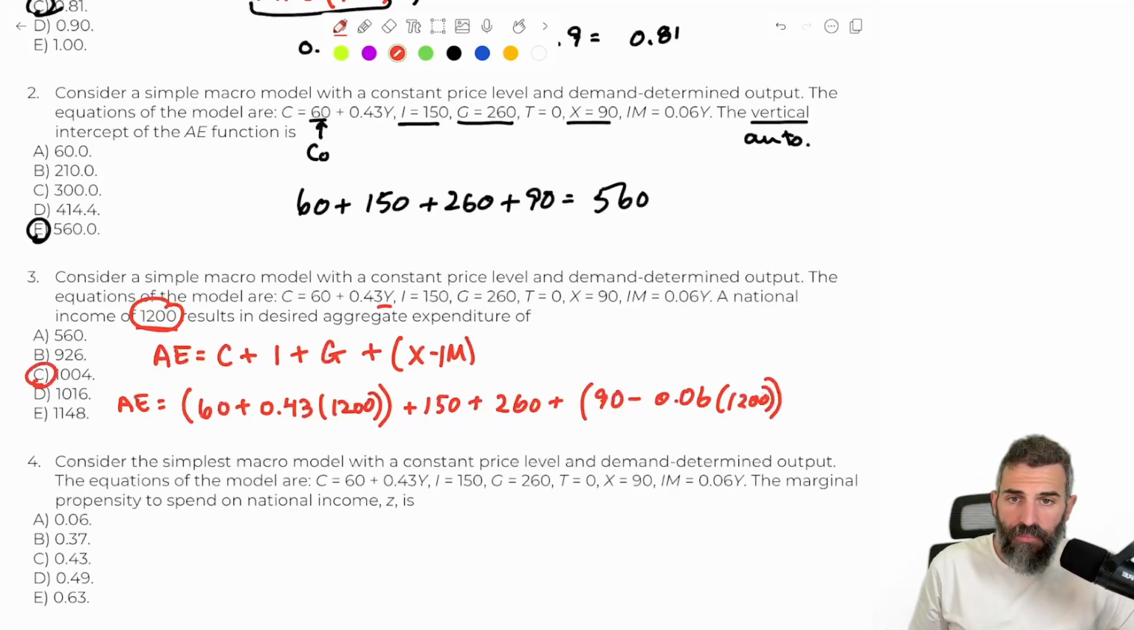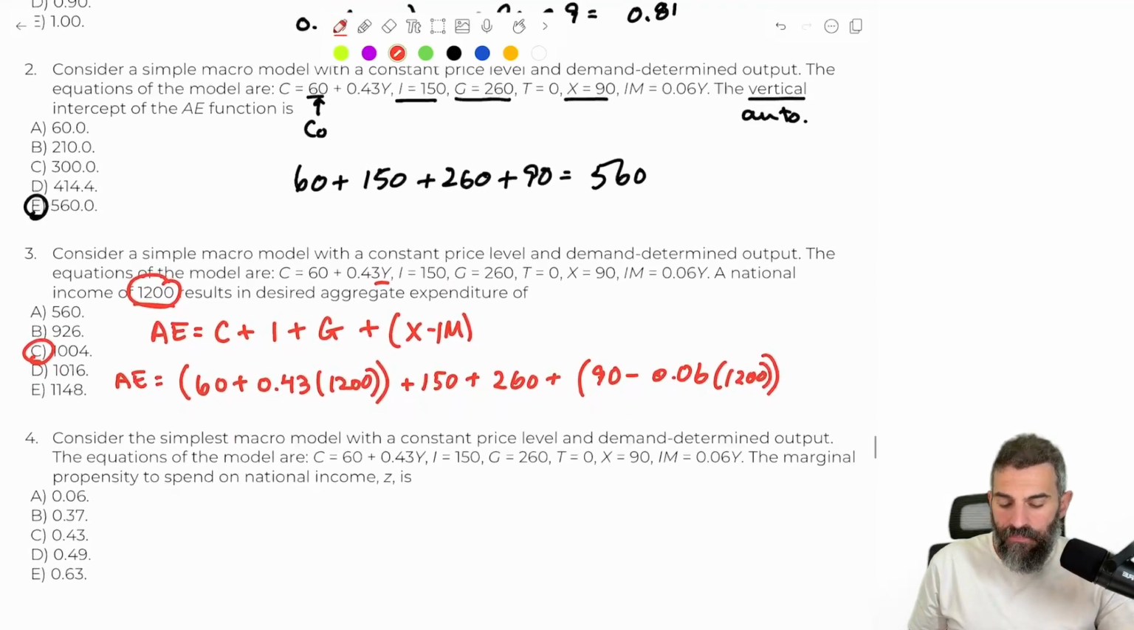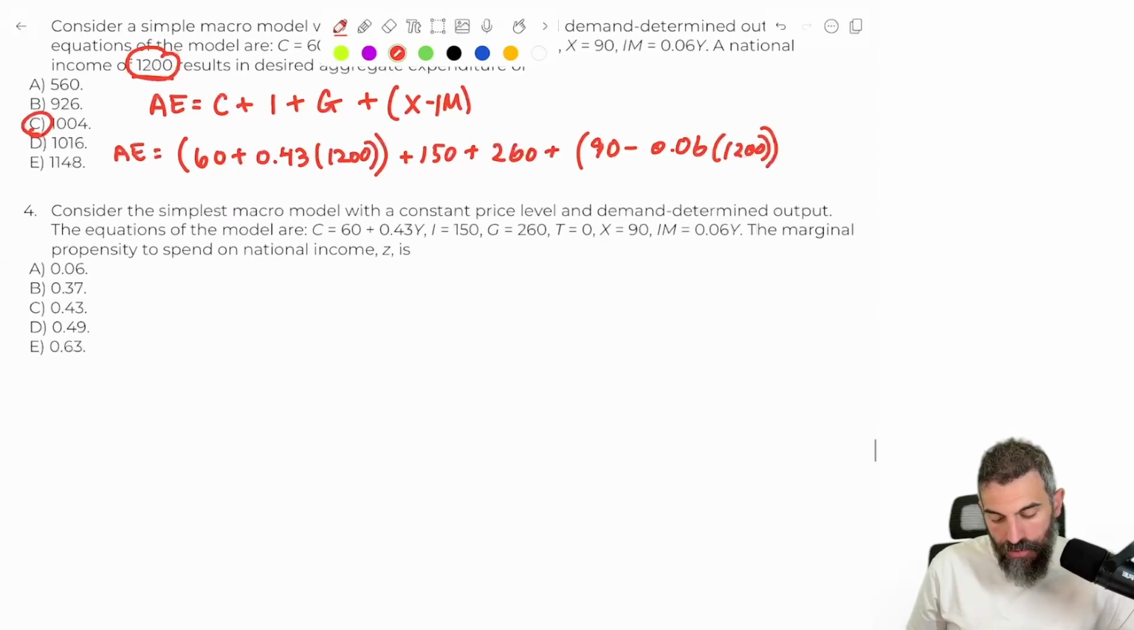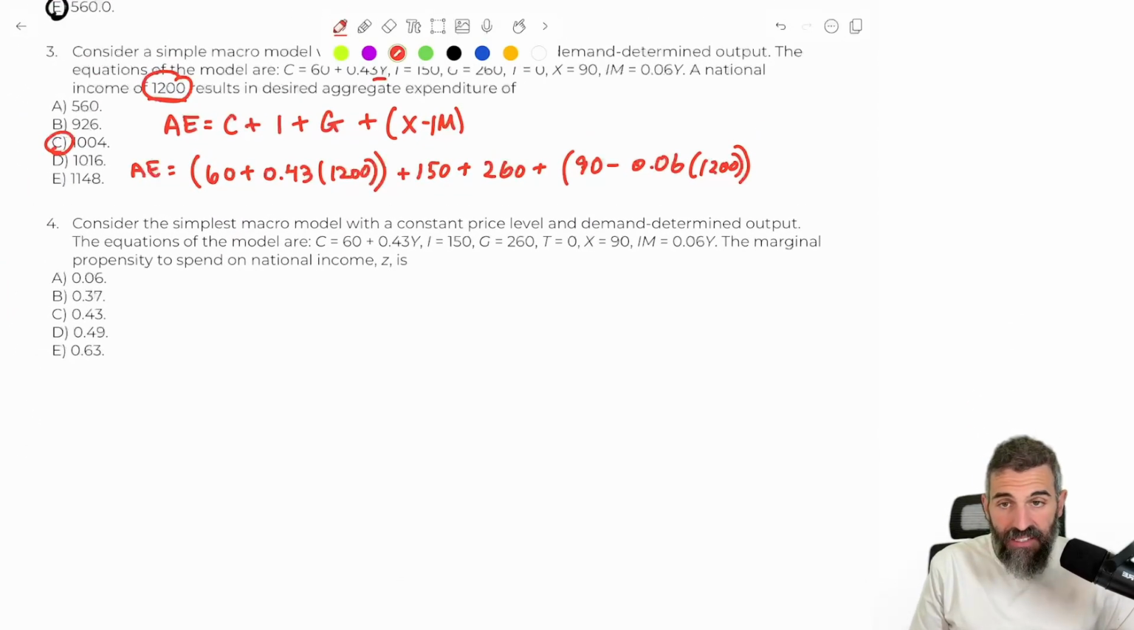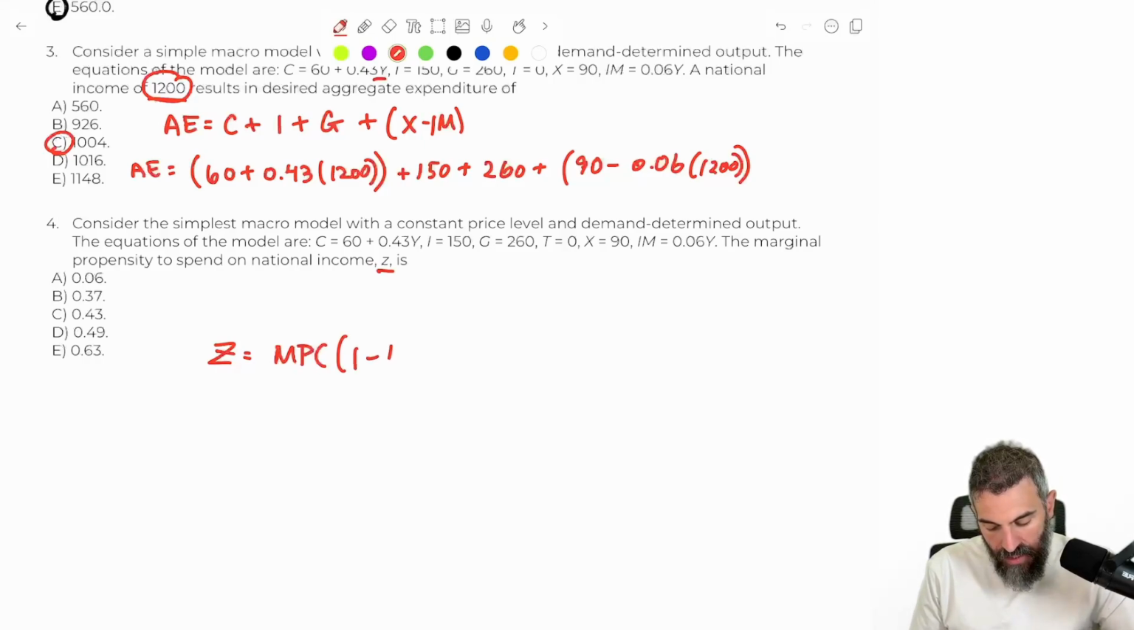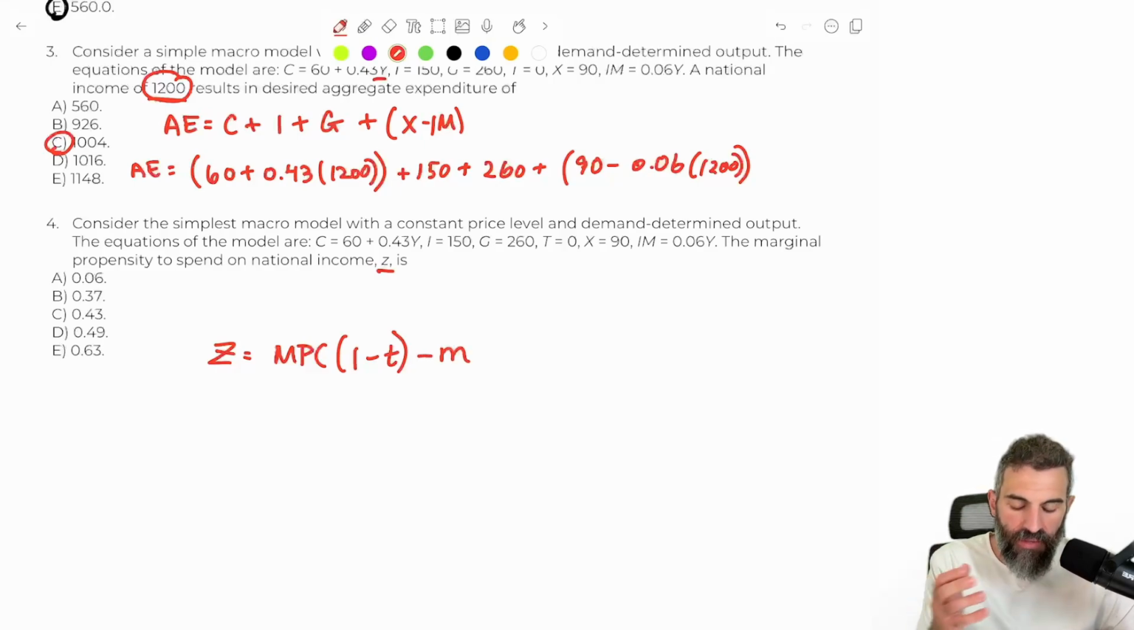$1,004 is what I get. Number 4, same numbers. What is the marginal propensity to spend? Basically, what is the slope of the AE function? Well, we know the slope of the AE function is MPC times 1 minus T, minus M. That is the formula that I gave you.